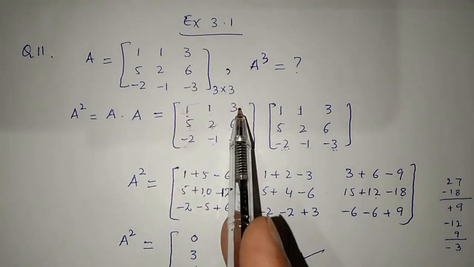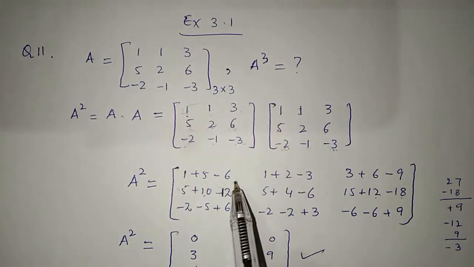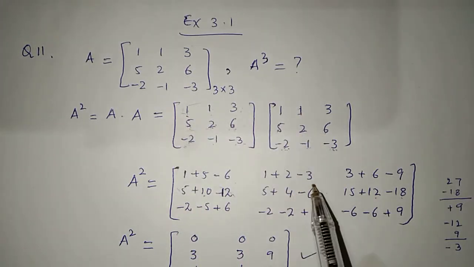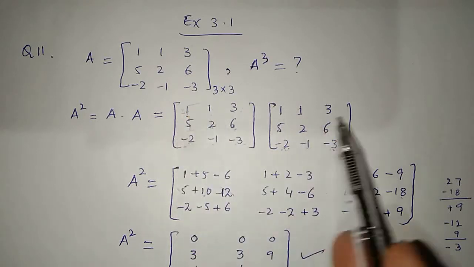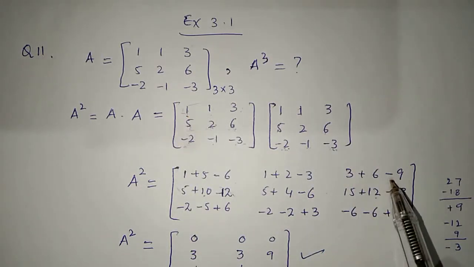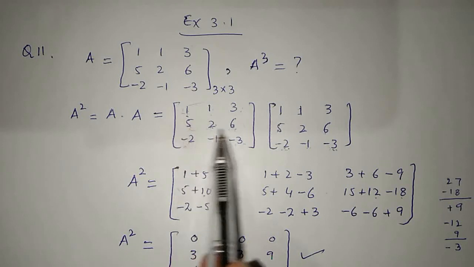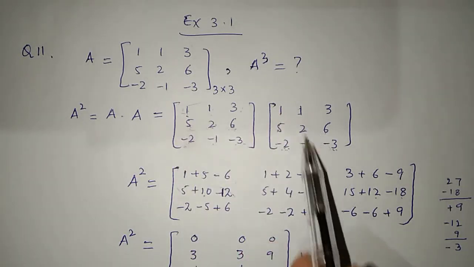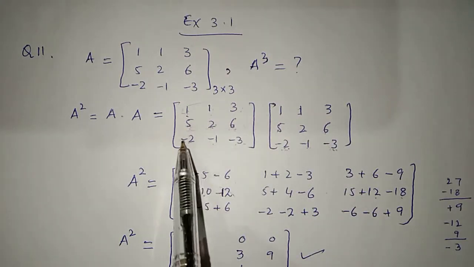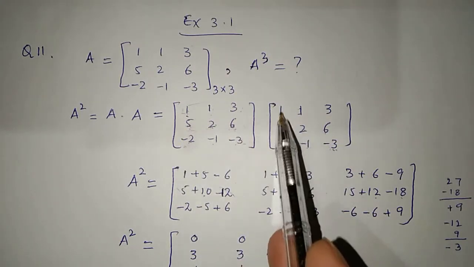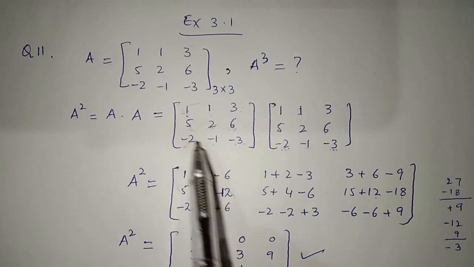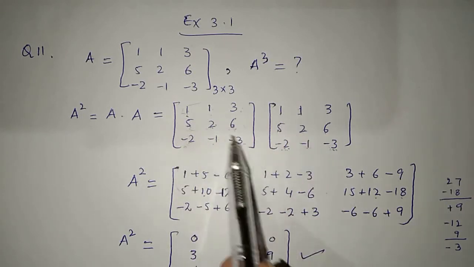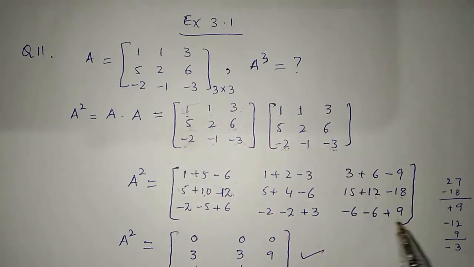First row is multiplied with first column. First row is multiplied with second column. And first row is multiplied with third column. Then second row is multiplied with first column, second with second, second with third. And third row is multiplied with first column. Third row is multiplied with second column, and third row is multiplied with third column.